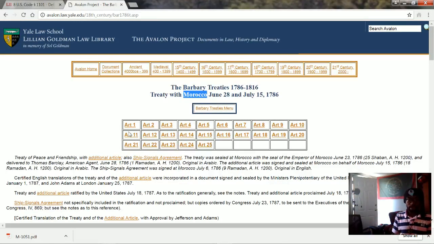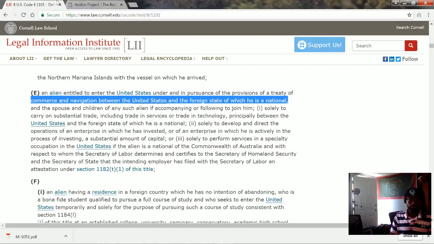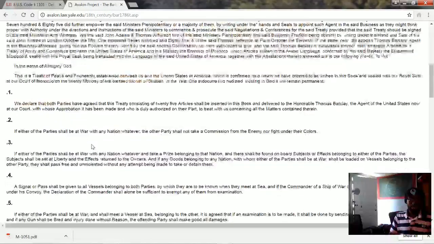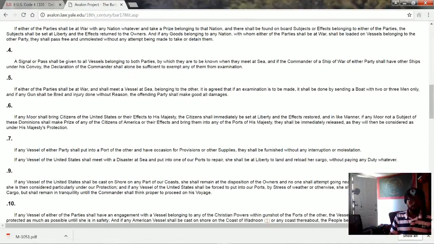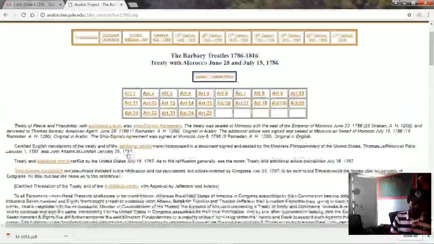So you got to figure out, are you part of a different nation or are you part of the United States? I can put two and two together. Can you put two and two together? Because they say your name in this treaty, Moor. This is Morocco, Moor. Understand that.